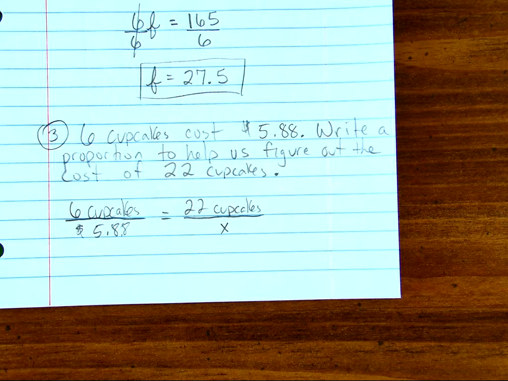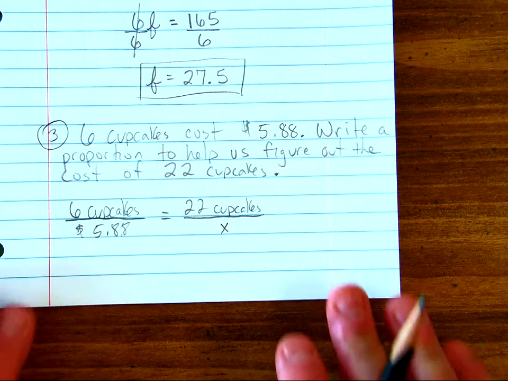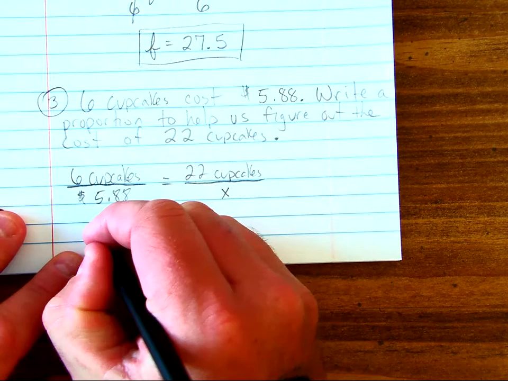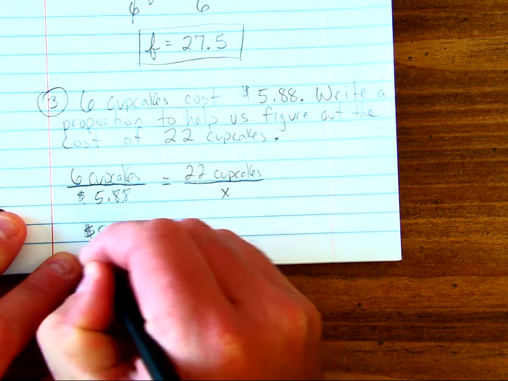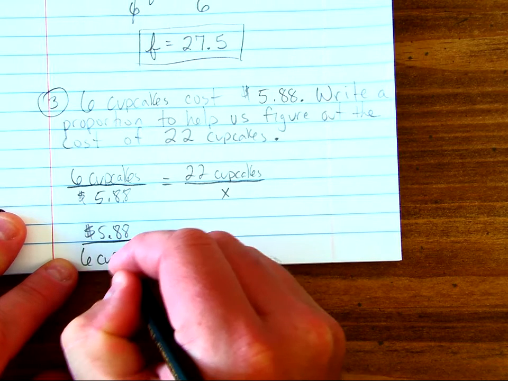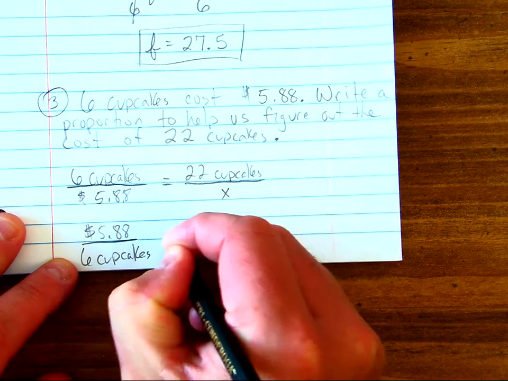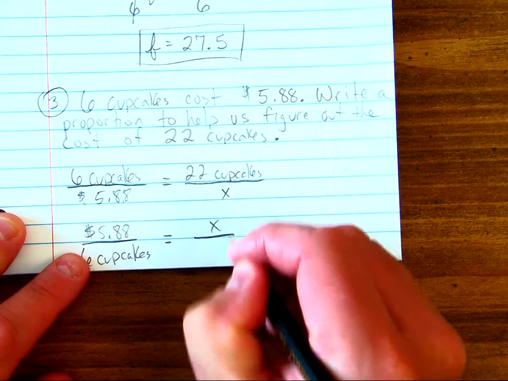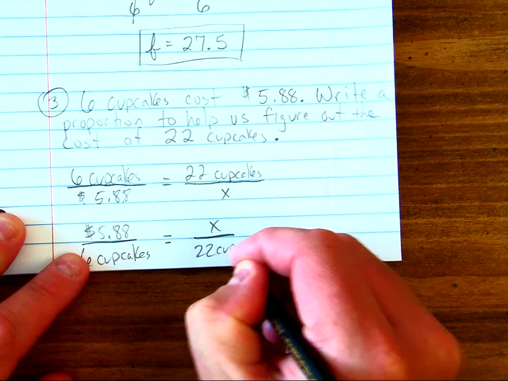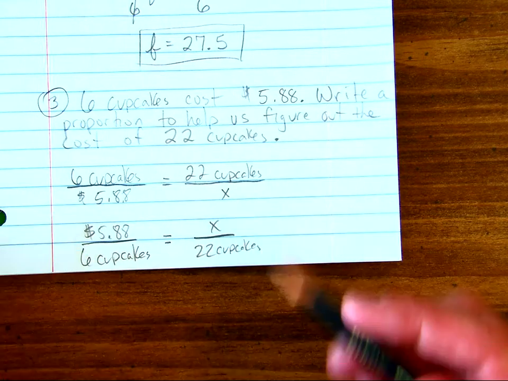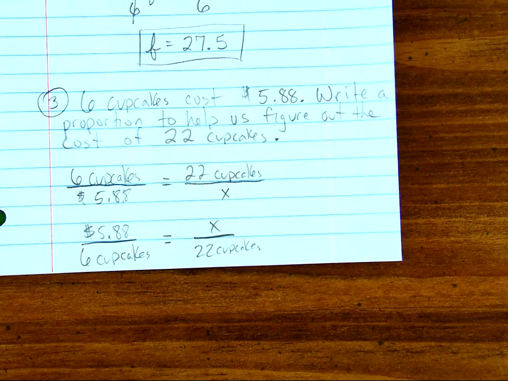Does anybody else maybe have another one that they were thinking of? Cam? $5.88 over 6 cupcakes, and X over 22 cupcakes. So you basically just took Lizzie's and flipped it. And that works. That's perfect.